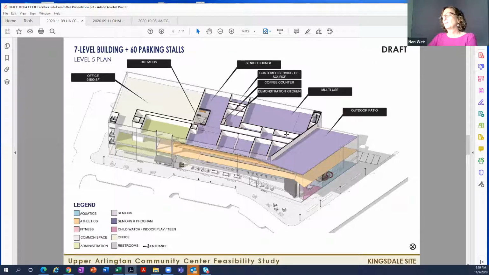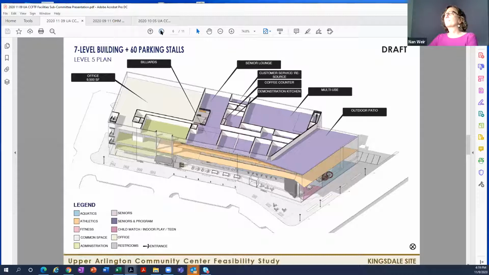So we're going to do some other refinements to this plan, and we're still showing some staff space and this office, or what could potentially be partner space on this level, and a large outdoor patio. So that's still pretty much the same.